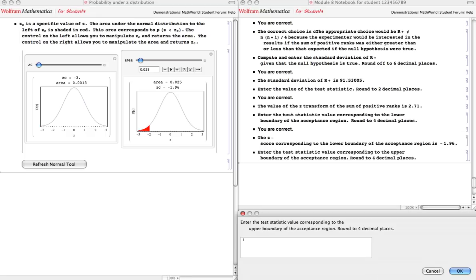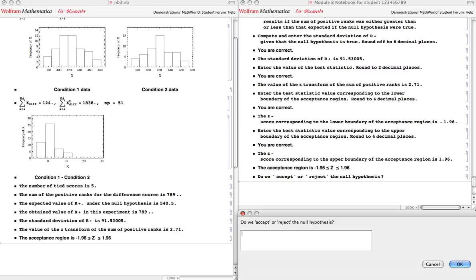And for the upper boundary, because it's perfectly symmetrical, it's going to be the positive value. So this is the acceptance region. Do we accept or reject? We reject because the value we got was 2.71. It falls outside the acceptance region.